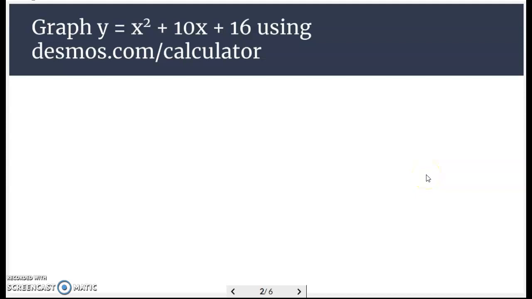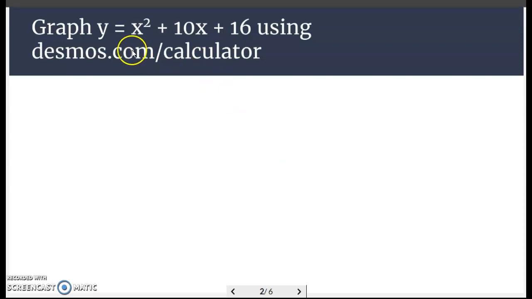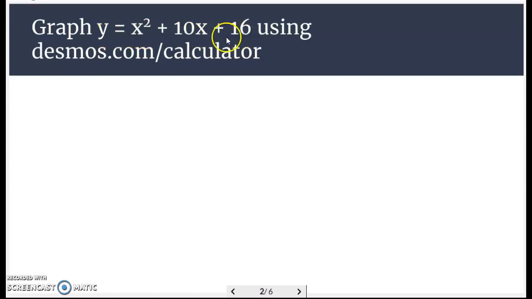Welcome back, everybody. Today we're going to look at some graphs of quadratic equations. We're going to use our good friend desmos.com/calculator and see what the graph looks like and point out a couple things with it. See, y equals x squared plus 10x plus 16. This is standard form of a quadratic equation.